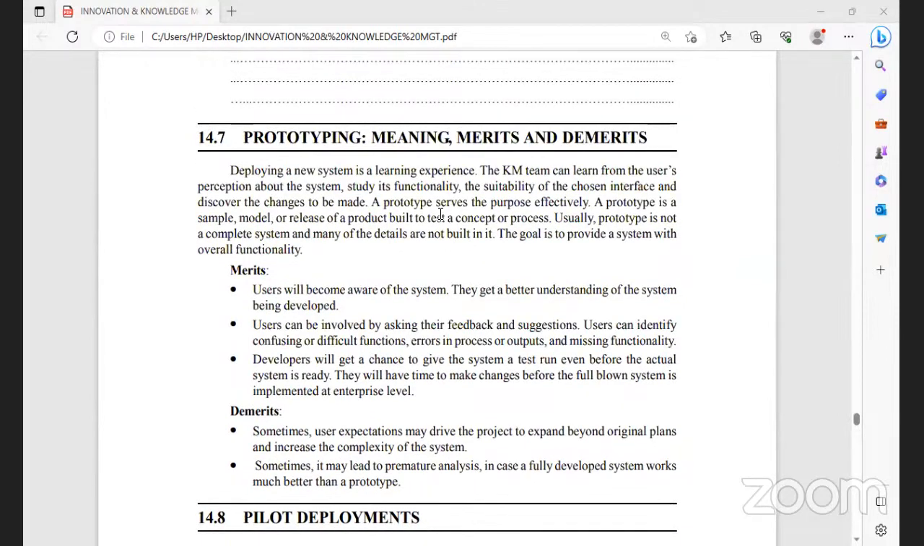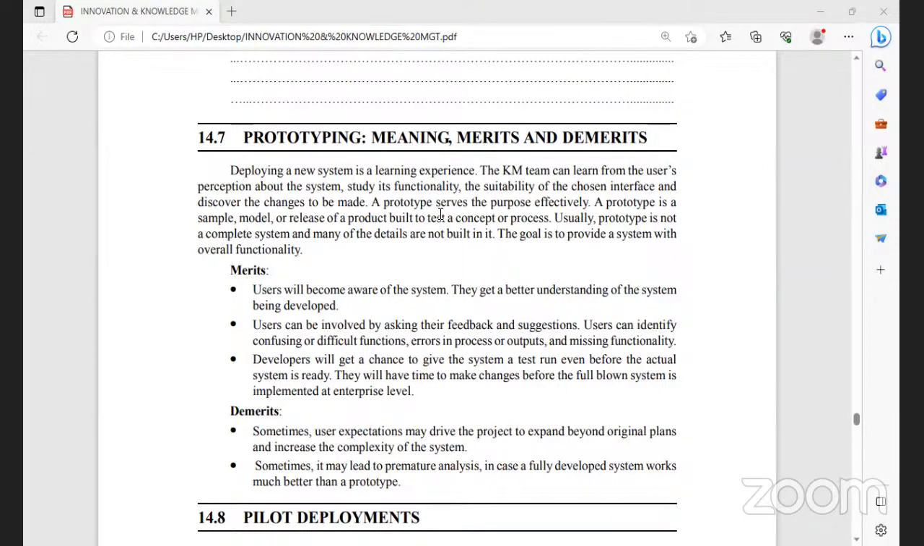Next topic is prototyping, meaning merits and demerits. Deploying a new system is a learning experience. The knowledge management team can learn from the user's perception about the system, study its functionality, the suitability of the chosen interface, and discover the changes to be made. A prototype serves the purpose effectively.